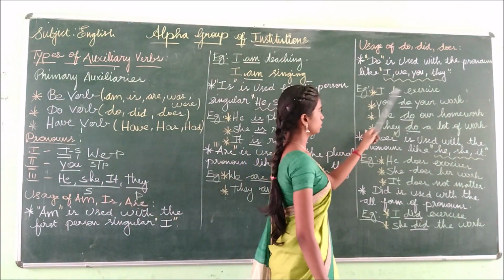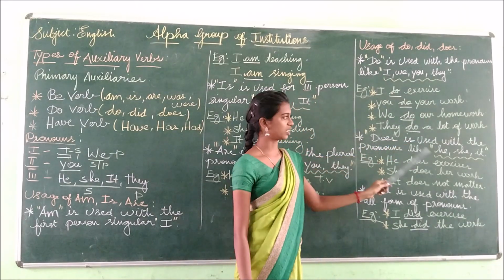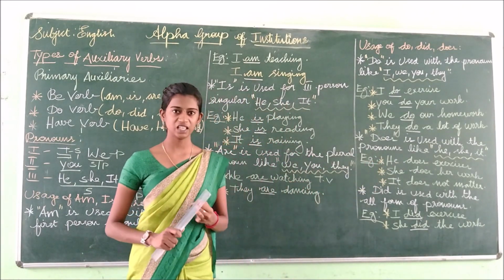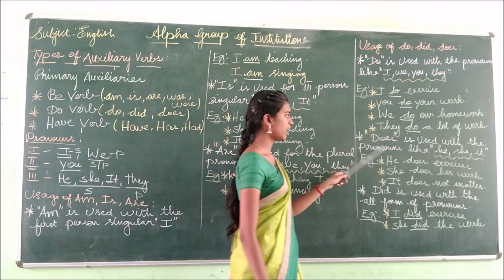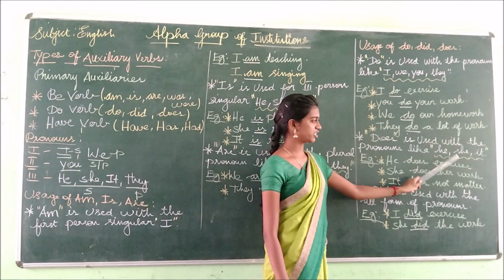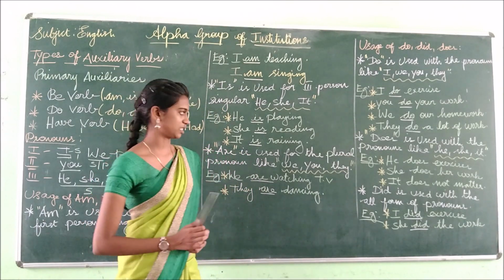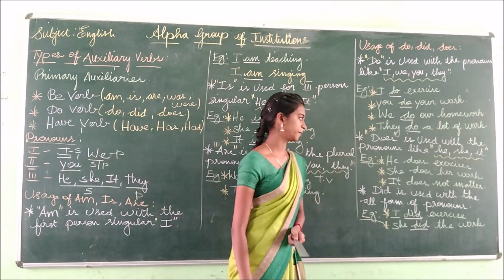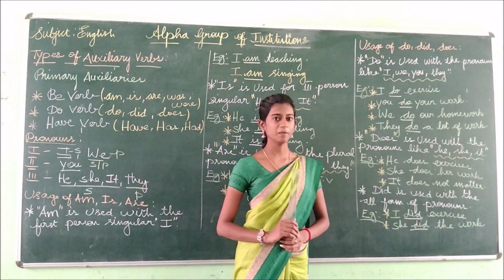For example, I do exercise. You do your work. We do our homework. They do a lot of work. So for the pronouns I, we, you, they, you have to use do. And where will you use does? Does is used with the pronouns like he, she, it. So for third person singular, you have to use the verb does. For example, he does exercises. She does her homework. It does not matter.